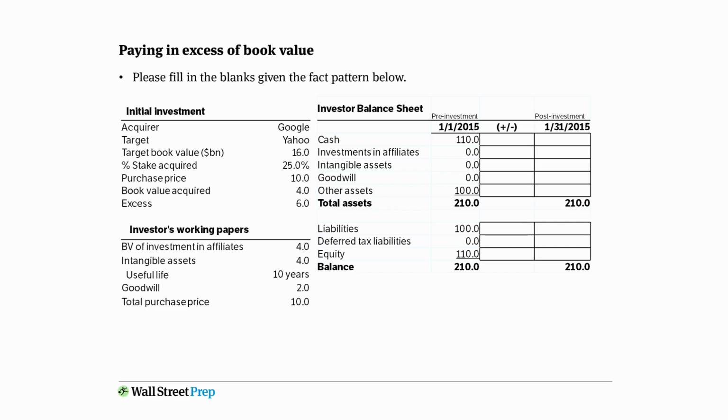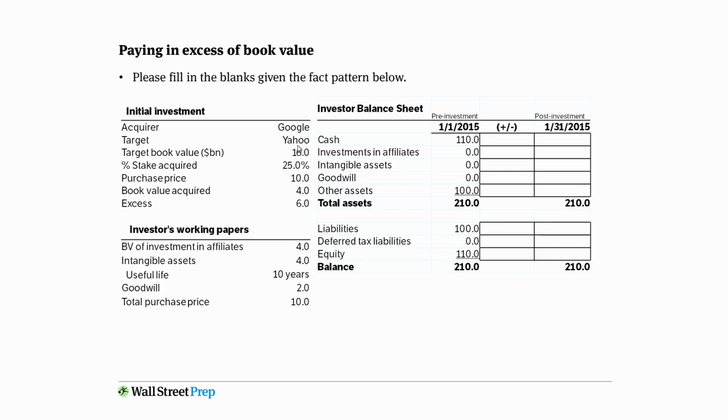So let's go through some exercises together. Please fill in the blanks given the fact pattern below. So here we have an investor balance sheet. We start before they've made an investment. They have cash of $110 million, other assets of $100 million, and corresponding liabilities and equity.